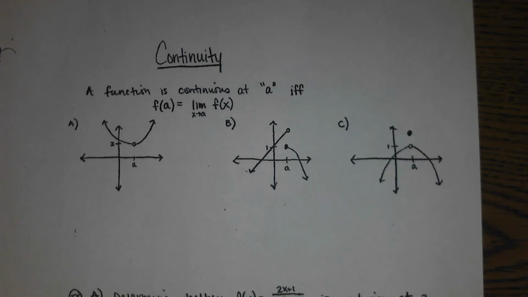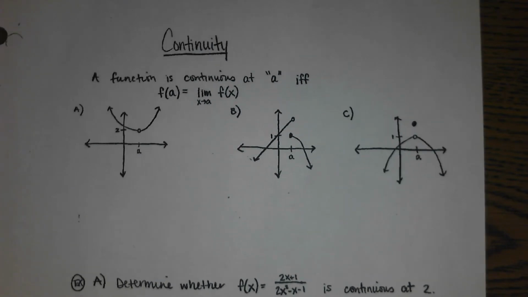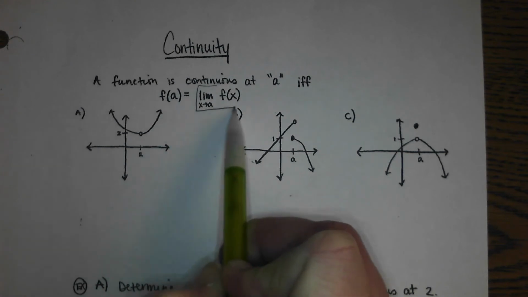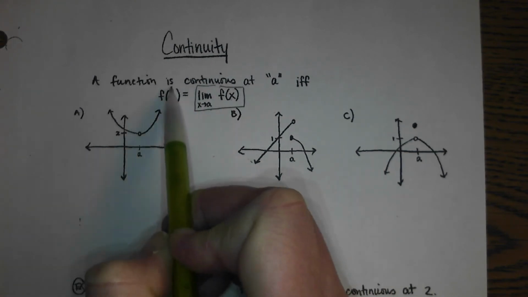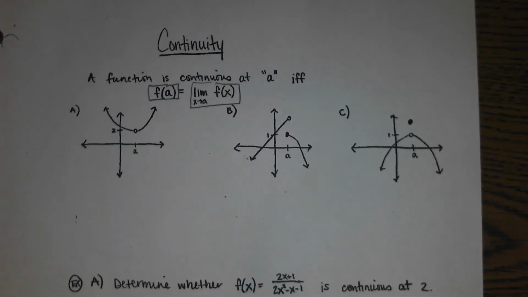Does the limit at that value equal the function at that value? We compare the limit as you approach a certain value. Right here, there's your limit of the function as you approach value A, and we compare that to the actual function value at A. If the function value equals the limit value, then we've got continuity.